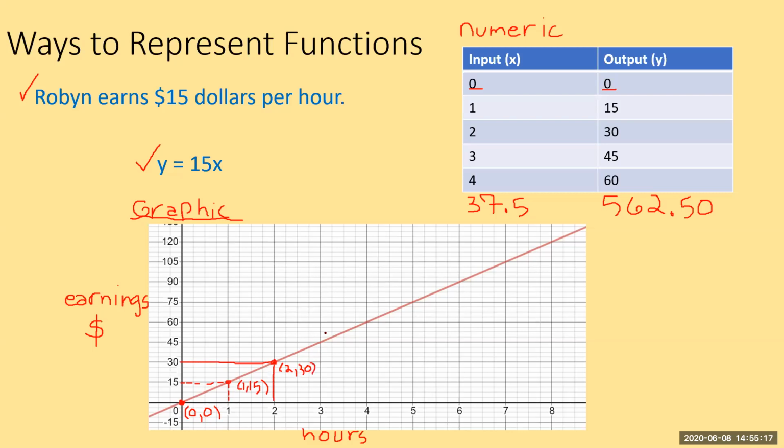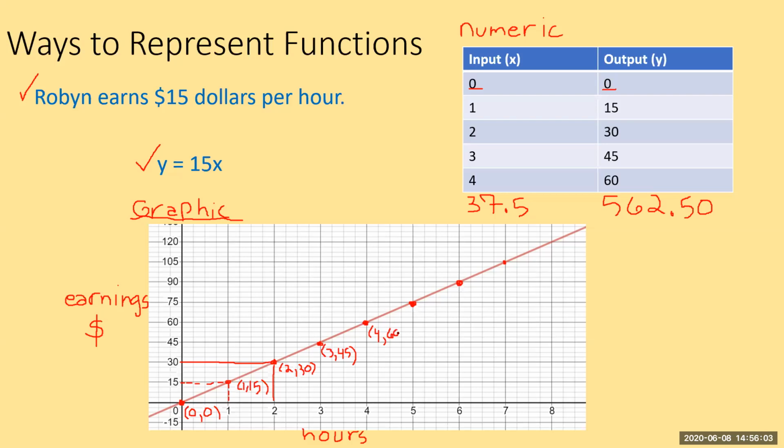And so you'll see that for each of the hours along here, so 3 hours, 4 hours, and so on, that point corresponds to the amount of money that she gets for that time. So 3 hours was $45, so we have the point (3, 45). 4 hours gave her $60, so we have this point (4, 60).